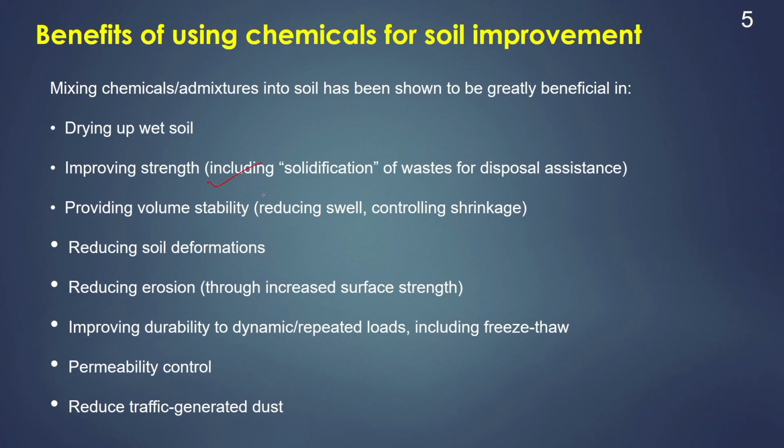The different benefits of using chemicals for soil improvement are: it dries up the wet soil quickly, it improves the strength of the soil, like solidification for the waste disposal methods. It provides volume stability, that means it reduces the swelling and controls the shrinkage behavior. It reduces the soil deformation, that means reducing its compressibility behavior. It reduces the soil erosion by increasing the surface strength of the soil. It improves the durability to dynamic repeated loads. It controls the permeability. It reduces the traffic generated dust which is generally produced when we use the other methods.